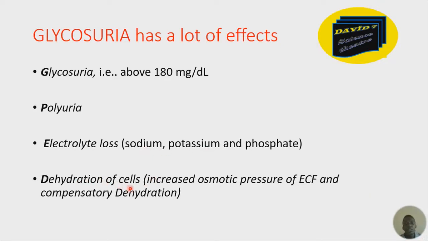So we shall have dehydration of cells due to increased osmotic pressure of ECF and compensated dehydration. You get this point? So there is increased osmotic pressure of extracellular fluid, that is blood, due to increased loss of water in the kidney nephrons. And compensated dehydration causes dehydration of cells, as water starts moving from the cells outside into the blood or ECF, extracellular fluid.